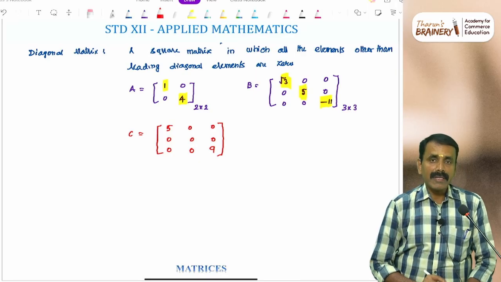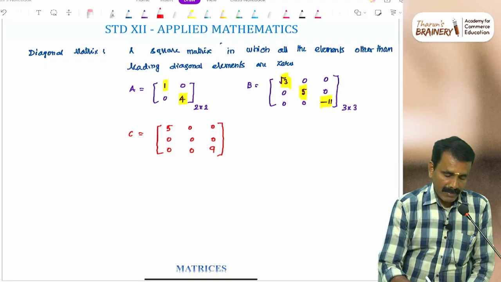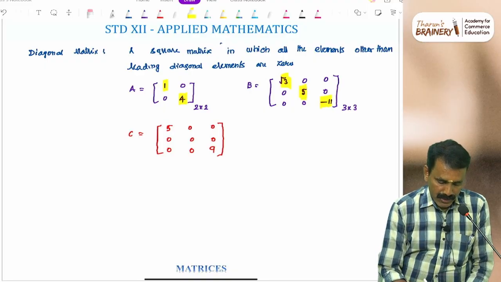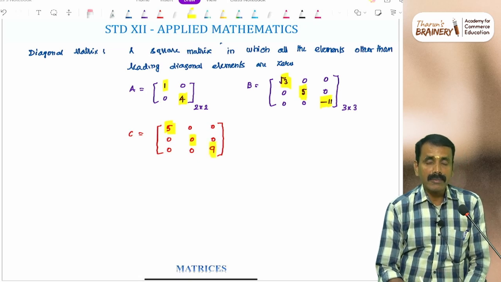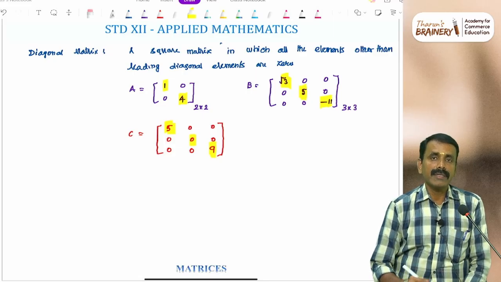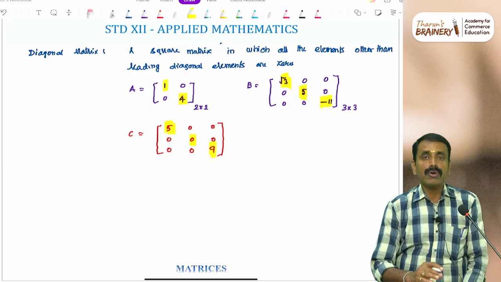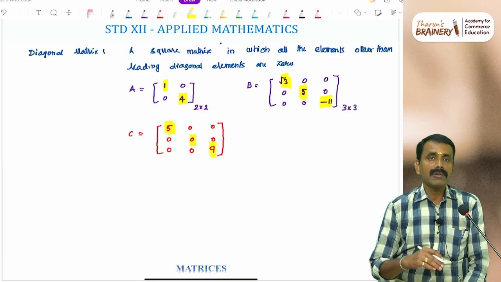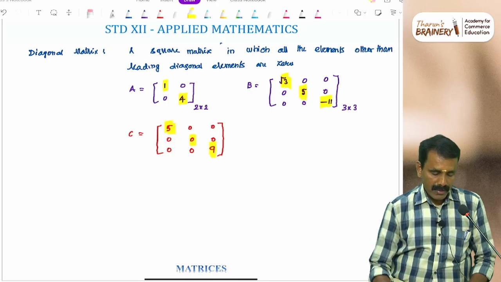Okay. Now, tell me whether this is a diagonal matrix or not. This is a diagonal matrix because 0 is also a number. Apart from the main diagonal elements, all other elements are going to be 0. So, this is going to be a diagonal matrix. What happens when this 5 and 9 are also going to be 0? Then it will be given a special name called null matrix or 0 matrix, that we will discuss separately. Okay.